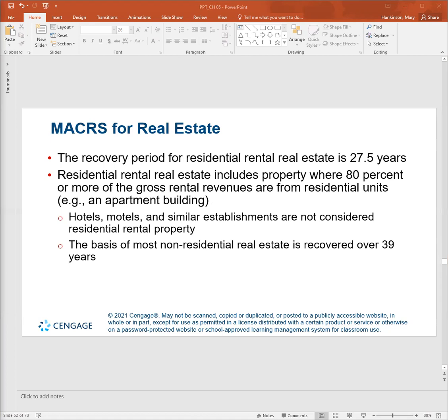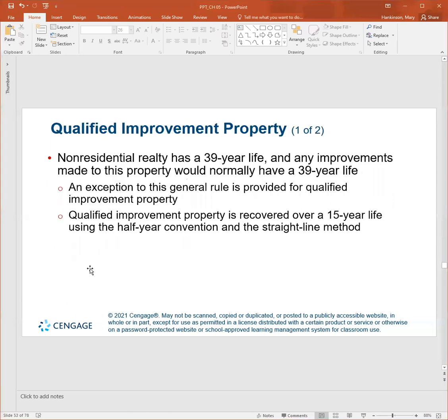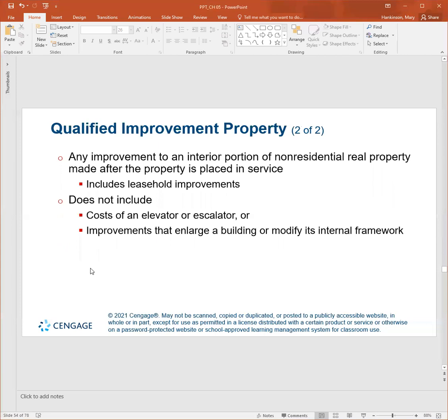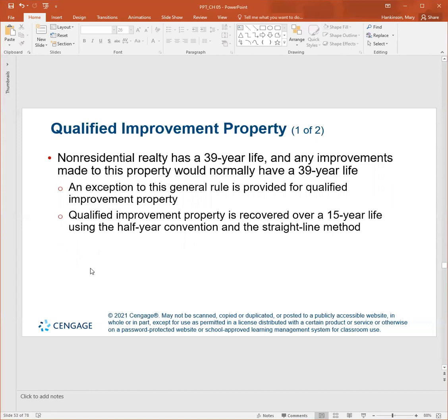The basis of most non-residential rental real estate is recovered over 39 years. The cost of most real estate is recovered using the mid-month convention. Under this convention, in non-residential realty has a 39-year life, and any improvements made to this property would normally have a 39-year life.